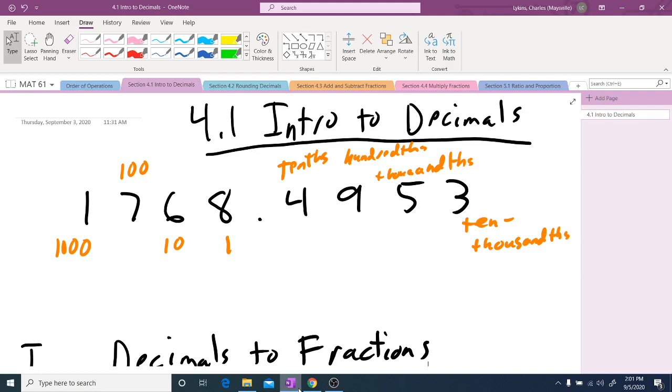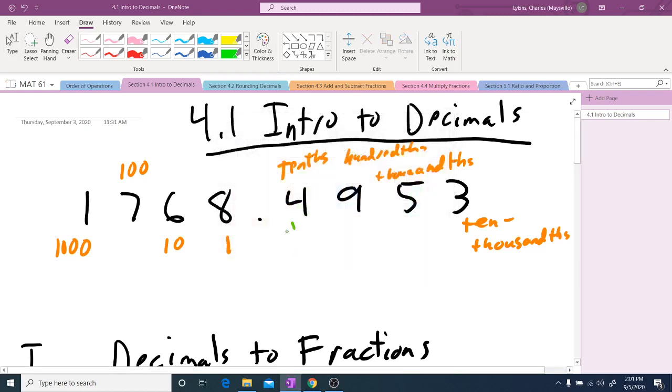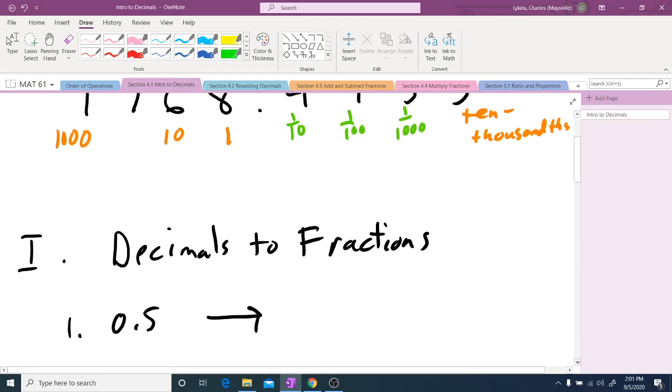Another way we can write tenths, as a fraction, is 1 over 10. Hundredths is the 9, which is 1 over 100 as a fraction. Thousandth, the 5 is in the 1,000th spot, and finally 10,000.